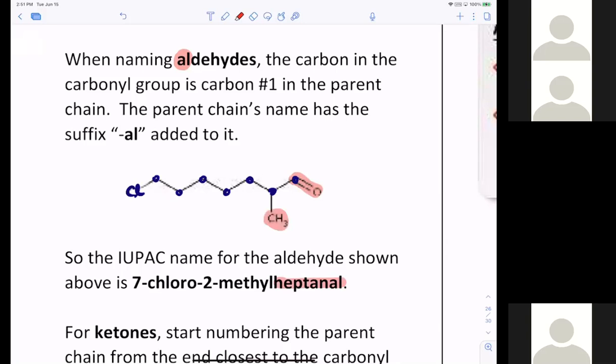Why don't you have to say heptan-1-al? Because it's at the end. Yeah, it has to be at the end, right? If it's an aldehyde, you don't need to number that. But that carbon atom where the carbonyl group is, that will always be carbon 1, right? And just like you number from the end closest to the functional group, in aldehydes the carbon with the carbonyl group is carbon 1. Okay.